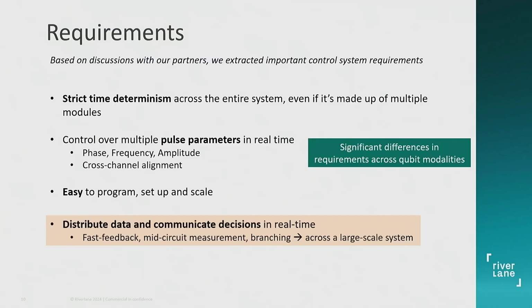So on top of the requirements we saw before, we need to add this extra requirement: distributing data and communicating decisions in real time. This could be things like fast feedback, mid-circuit measurement, or branching. And when we consider these multi-module systems, multiple physical boxes, we need to be able to do such real-time operations across the entire system, no matter where these operations are going, which module the readout data is coming from, and where the signals need to be operated on next.